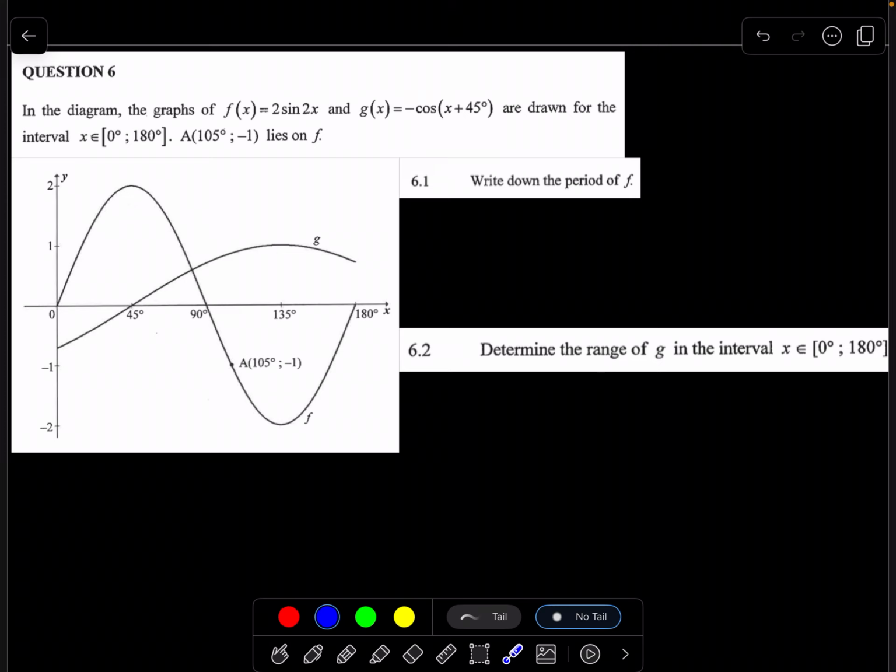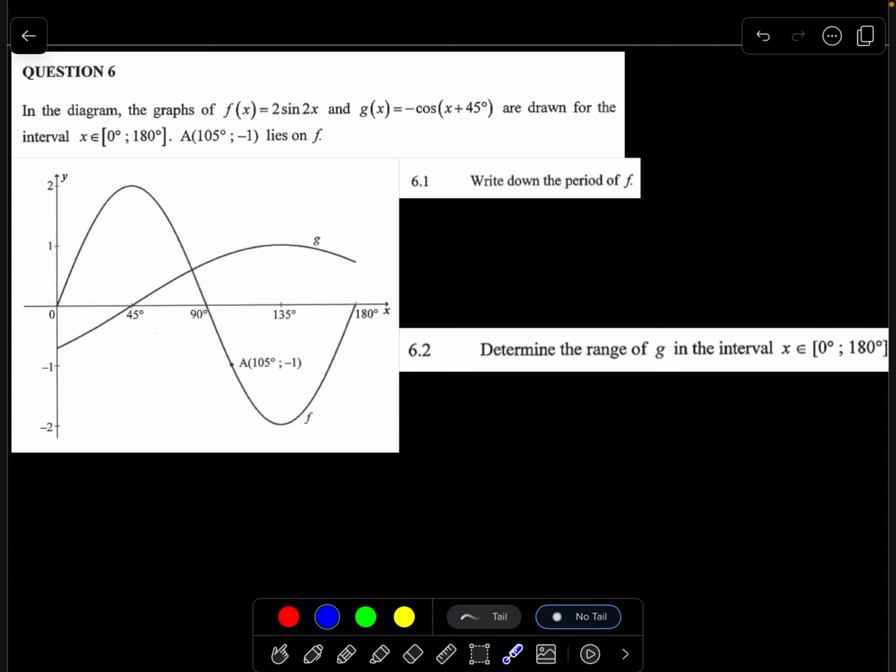So what we will see, for example, is that the normal cos graph would go down and would dip there at 180. And then if you were to reflect in the x-axis, then that trough would now become a peak at 180. But now that peak has moved 45 degrees to the left to 135 degrees. So that is what is up. Drawn for the interval x is between 0 and 180.